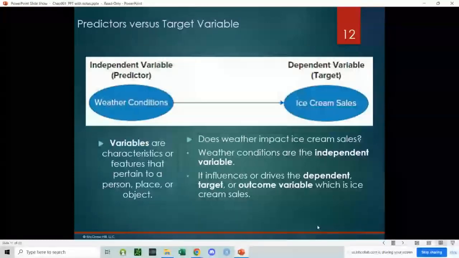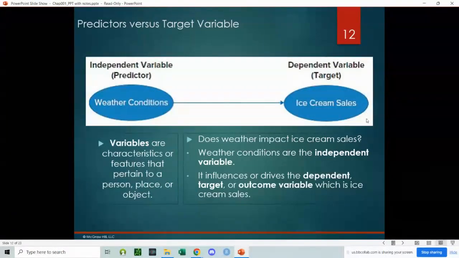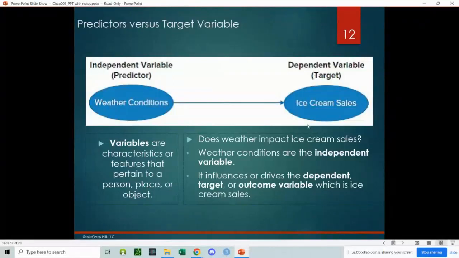Predictors versus target variables. Analytics uses independent variables, or predictors, to determine the impact on dependent variables. So what does this mean? This terminology is pretty important. In general, the dependent variable is what we're going to be trying to predict, right? So if we develop a regression, or let's say a logistic regression, a binary logistic regression, and we want to know basically, is it going to rain today or is it not going to rain today? So we have two outcomes, two dependent variable values. Let's say 1 means rain, yes, and 0 means rain, no.